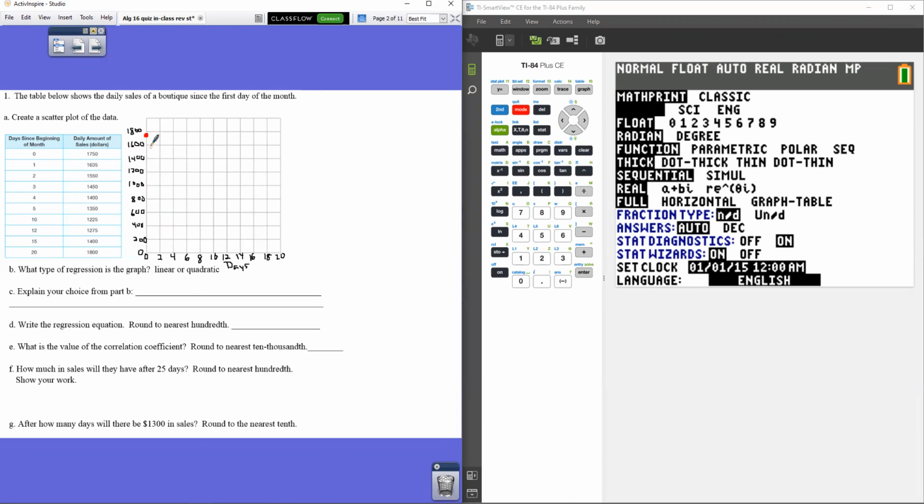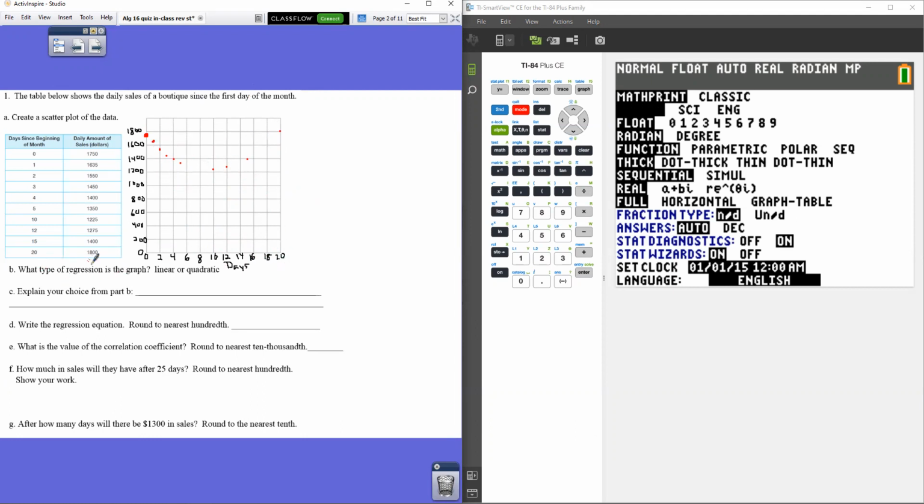1 and 1635, 2 and 1550. And these are just approximations. 3 and 1450, 4 and 1400, 5 and 1350, 10 and 1225, 12 and 1275, 15 and 1400, and 20 and 1800. So I can sort of see that it looks like a U-shaped graph.